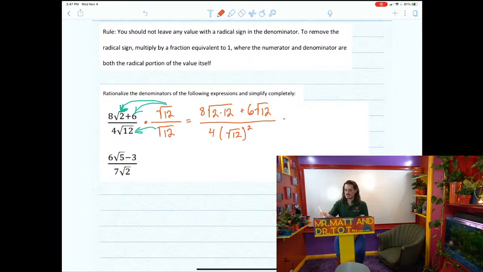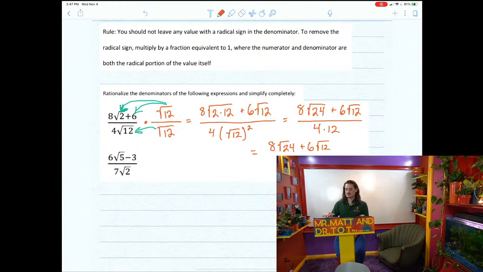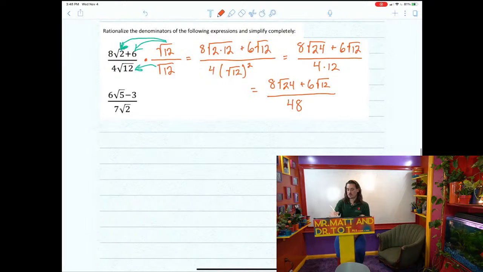So we're going to have 8 times the square root of 24 plus 6 times the square root of 12, quantity divided by 4 times 12. And that would simplify into 8 root 24 plus 6 root 12, quantity divided by 48. And now you would just need to simplify. So we want to make sure that we can't pull out any common pairs. So we need to factorize 24 and 12.